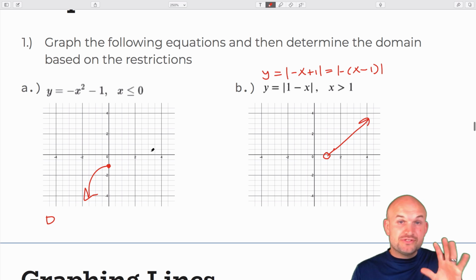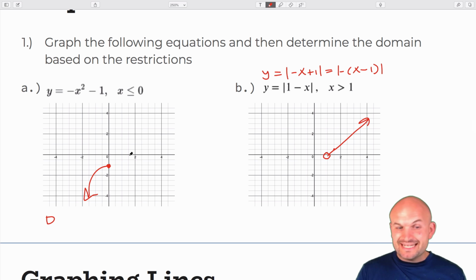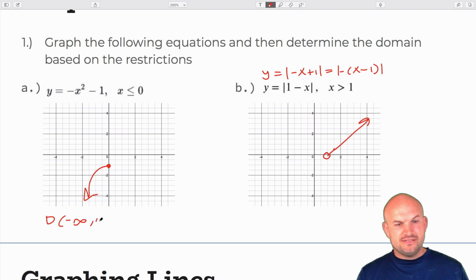So now I'm using my domain restrictions as an inequality. So we need to understand what the interval notation would be. That would be from negative infinity to 0. And the range, we're going to look at the graph here. We can see that's going to be from negative infinity to negative 1.